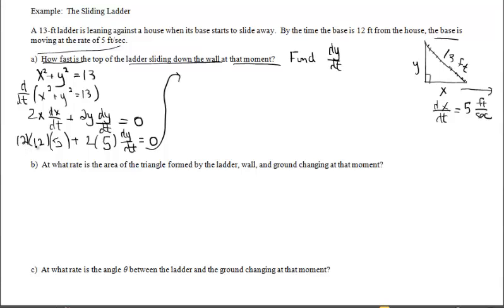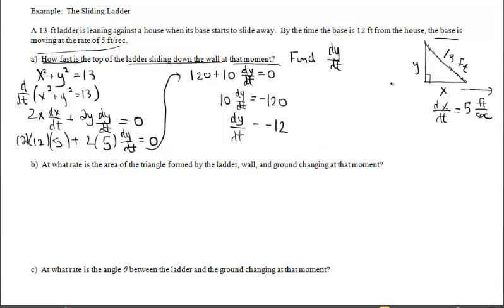That's 60 times 2, 120, plus 10 dy dt equals 0. Subtract 120. Divide by 10. And I ended up with negative 12.